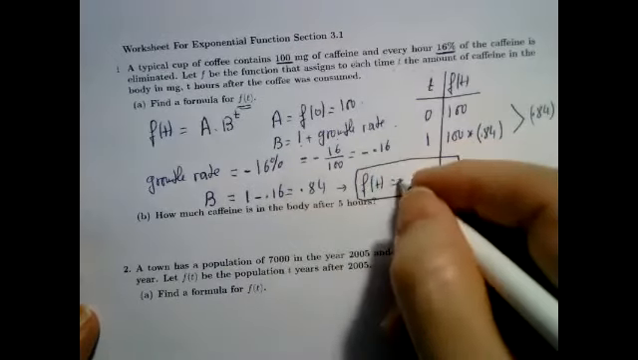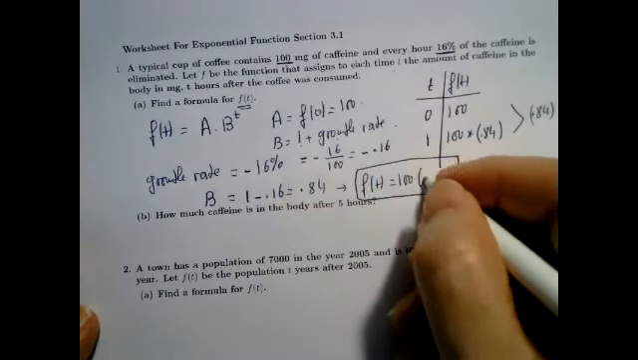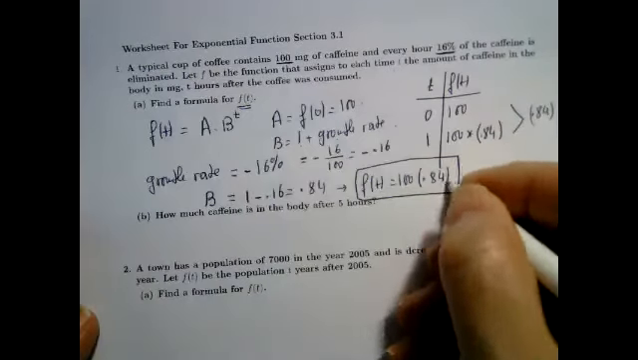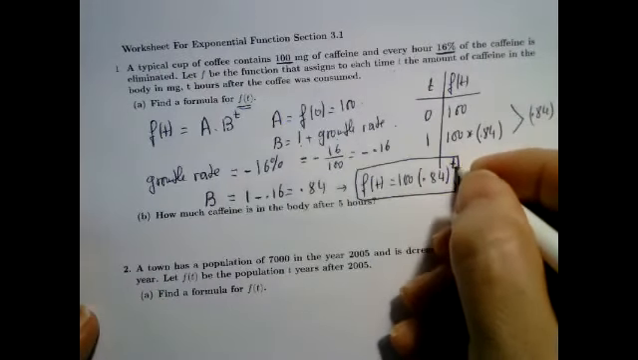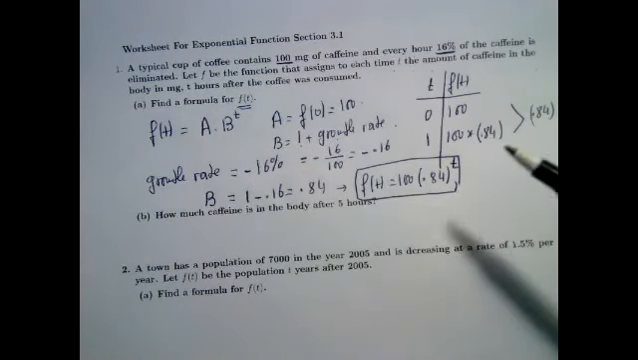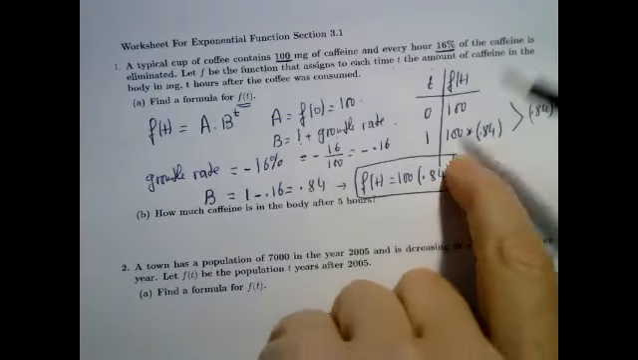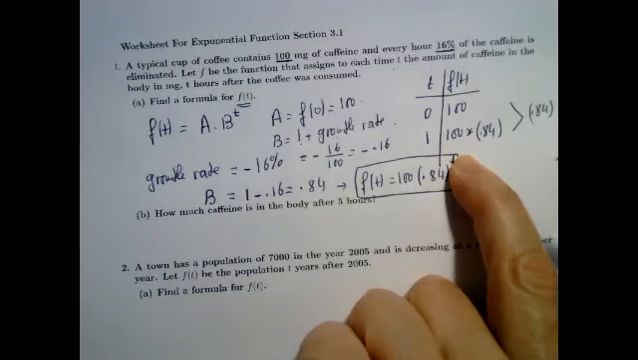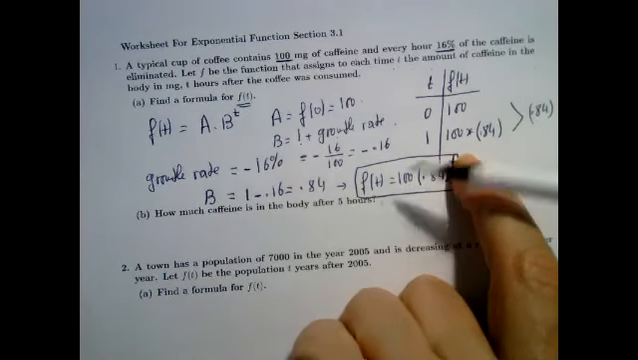My initial value times 0.84 to the power t. And every time you write it, try to make sense out of it. It means after 1 hour it is 84%, which makes sense. That's really what this is, 0.84.